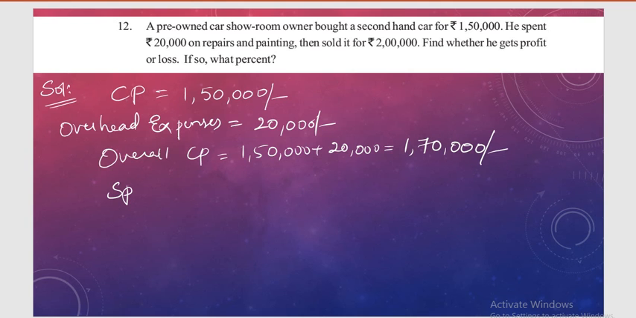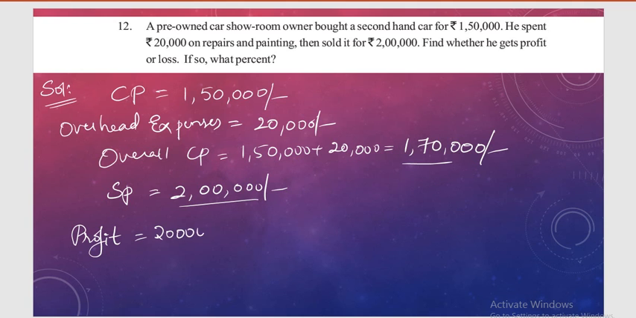Now he has sold it for how much? So selling price is nothing but 2 lakh rupees. So clearly, this is 1,70,000 and this is 2 lakhs. So clearly he got profit. So profit is how much? 2 lakhs minus 1,70,000, which gives me 30,000 rupees. So this is nothing but my profit.